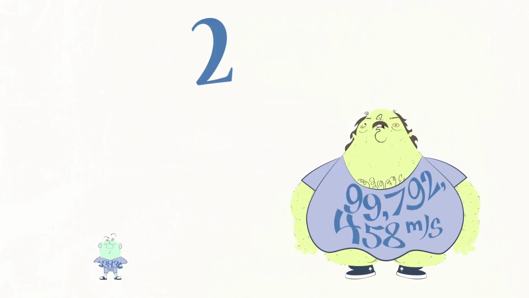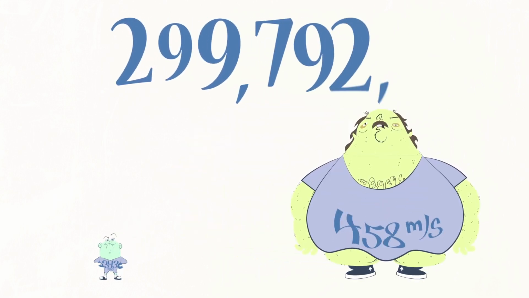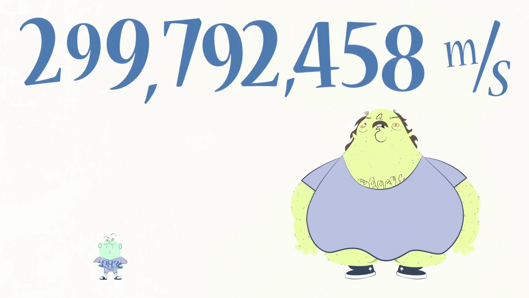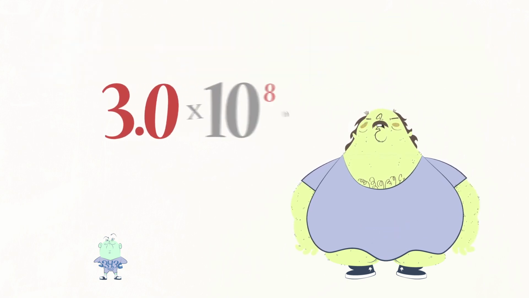So we can write 299,792,458 meters per second as 3.0 times 10 to the 8th meters per second.